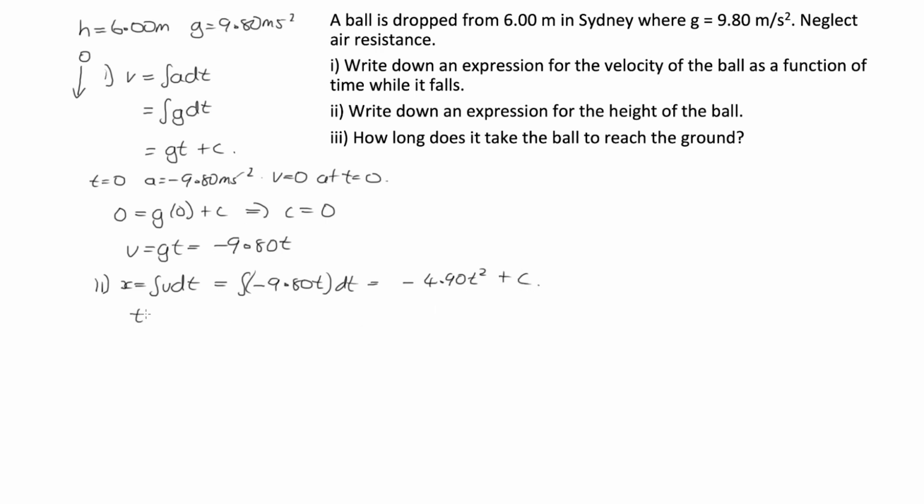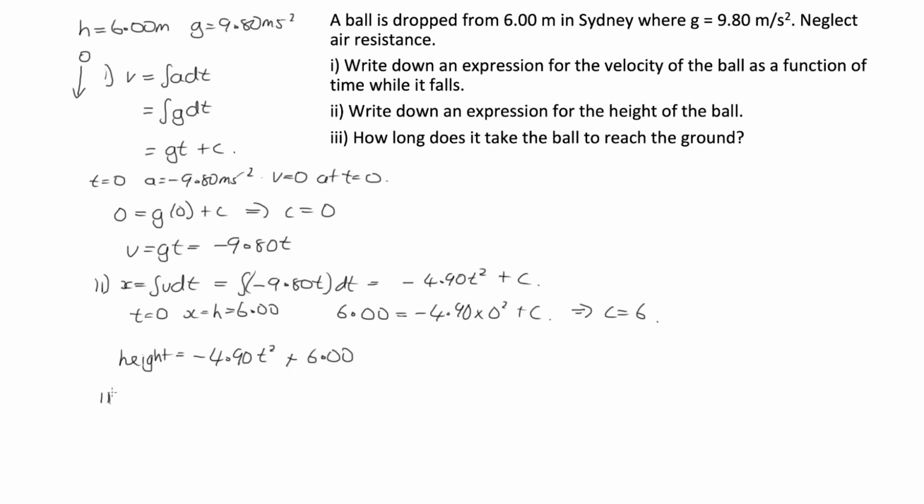Now we know that at t equals 0, x is equal to h, because it's dropped from height h, which is 6 meters in this case. So we can substitute these in to find out what our constant of integration is here. So we've got 6 is equal to minus 4.90 times 0 squared plus c, which tells us that c is equal to 6. So we can write, well, the height is equal to minus 4.90 t squared plus 6.